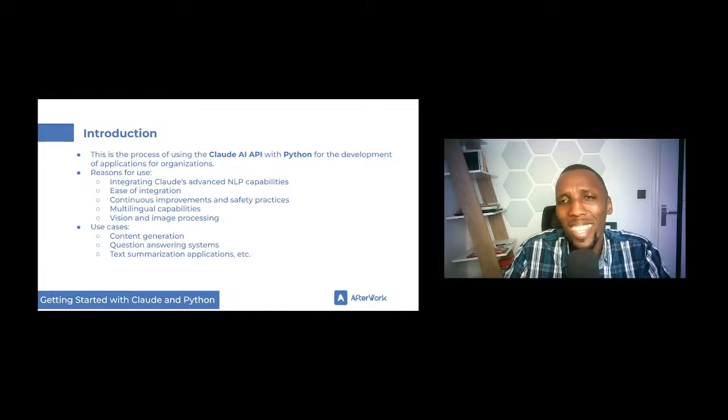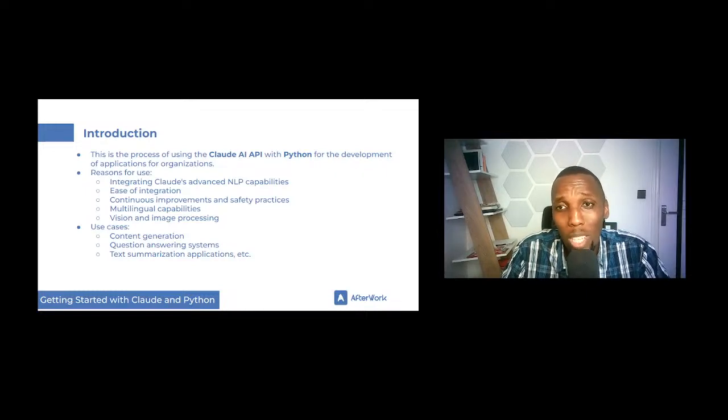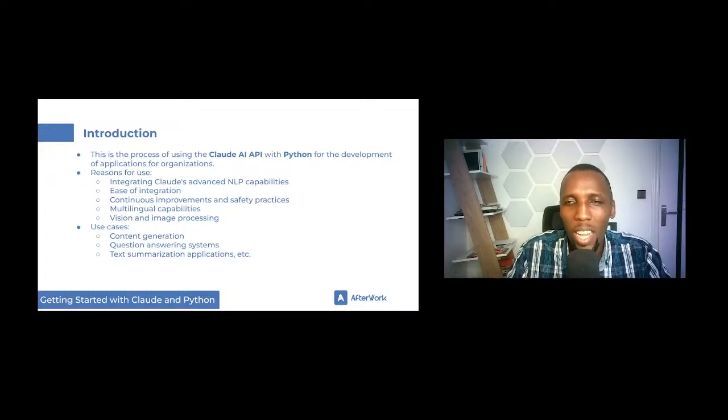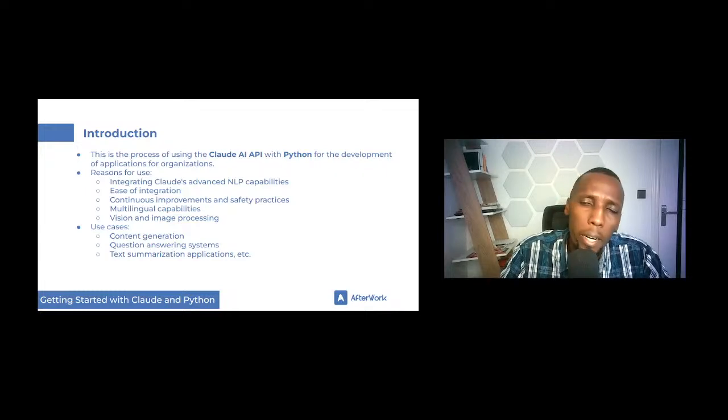Other reasons you may want to go towards this approach: you might want to integrate your applications with a large language model that can also provide multilingual capabilities, or at the same time provide vision and image processing capabilities. For example, you can give it an image, and it gives you a description of what is within that particular image. Some of these arguably could be found also in other competitors.